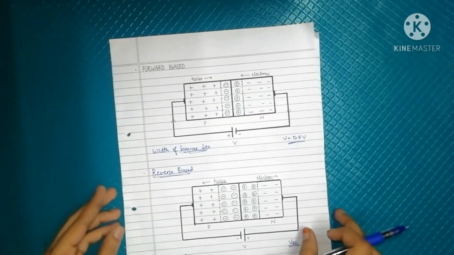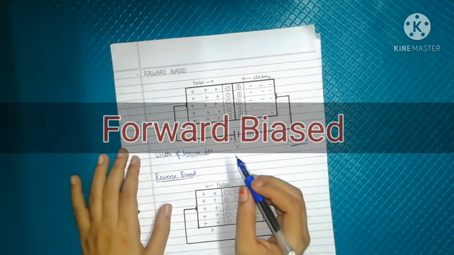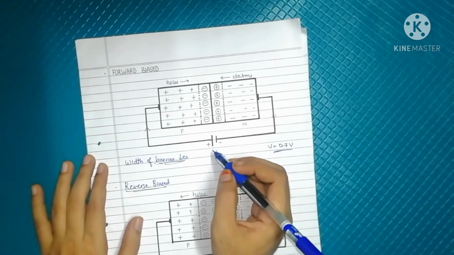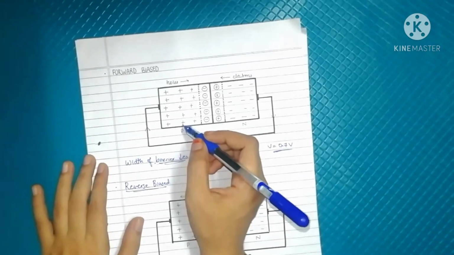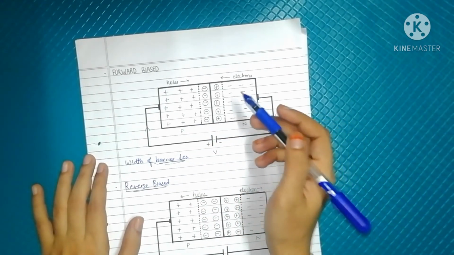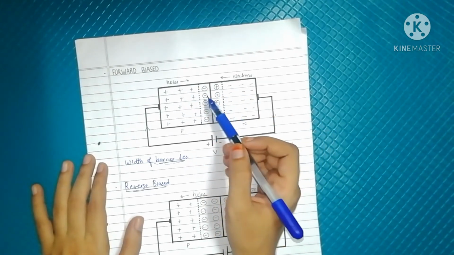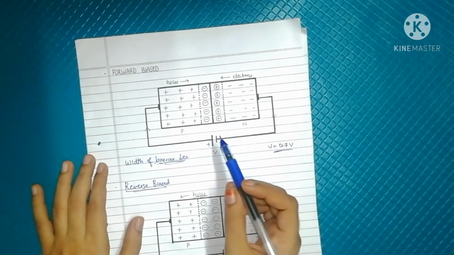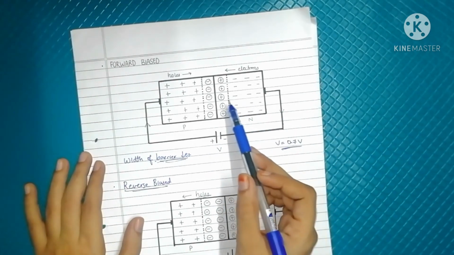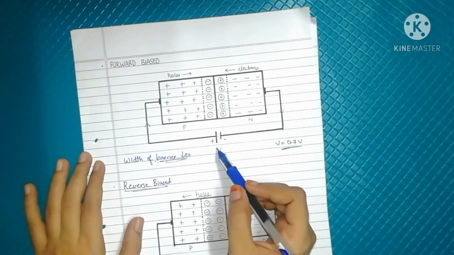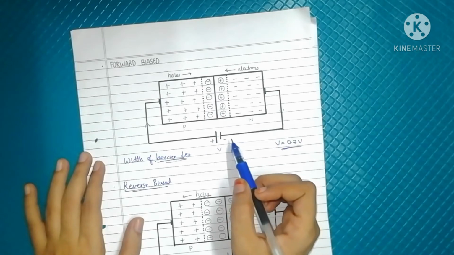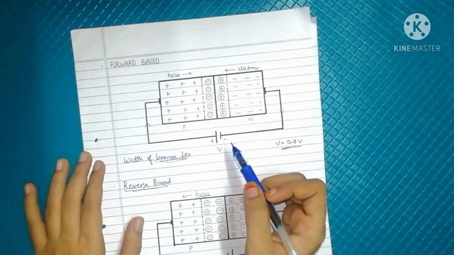Now let's see the forward bias condition. In case of forward bias, an external voltage is applied. The positive terminal of the battery is connected to the P side and the negative terminal is connected to the N side. In this case, the holes and electrons will move towards the junction and this will decrease the width of the barrier or the depletion region. The electrons can move towards the positive terminal of the battery and similarly these holes are attracted towards the negative terminal of the battery.